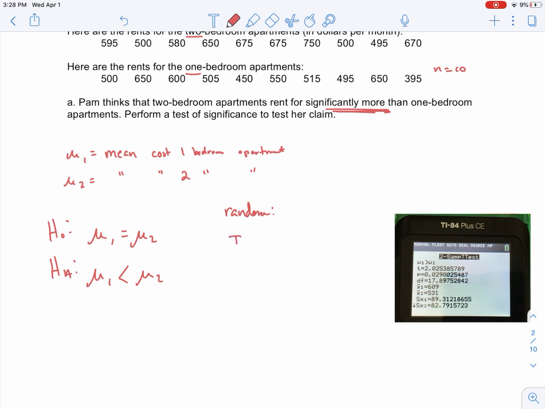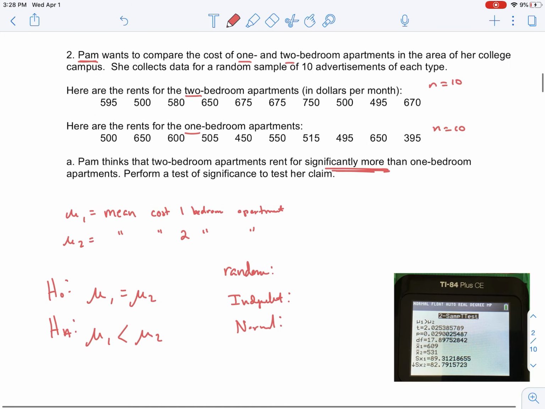Random, independent, normal. Let's see, for random, it does not say that this, oh it does. This is a random sample of 10 apartments. I would say that, SRS. Independent, are they independent of each other? They are likely independent of each other, but maybe not. Maybe they're from the same apartment building. So that is an area of caution. I would at least mention that in context.